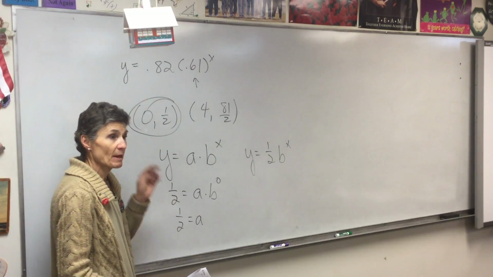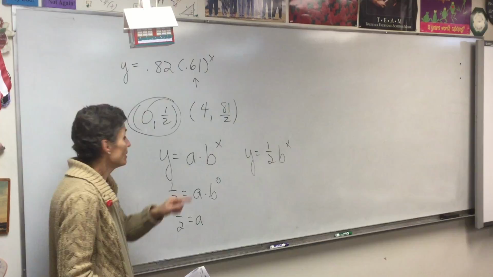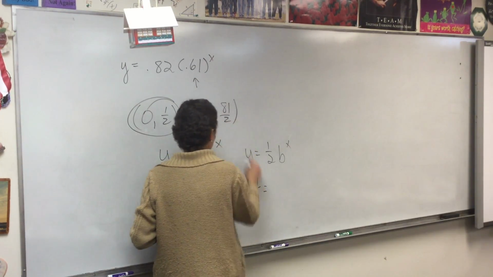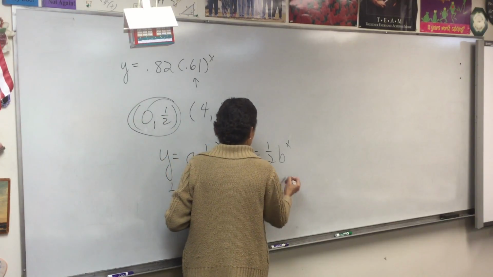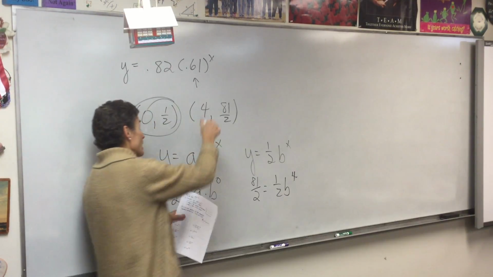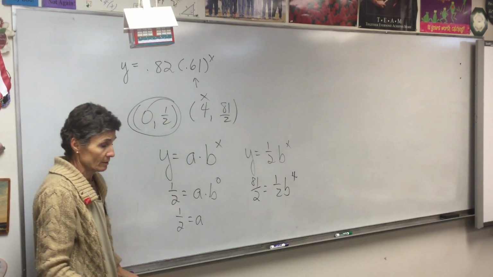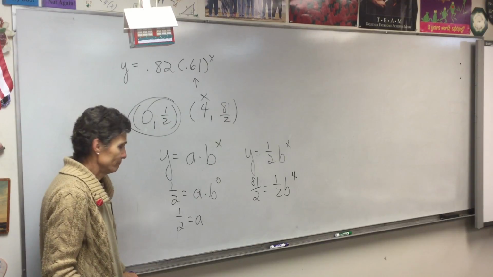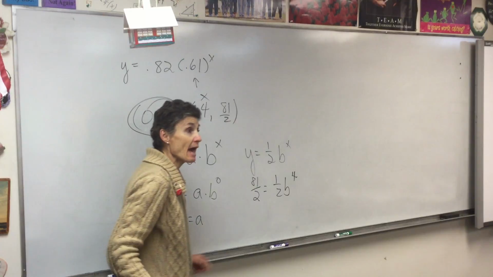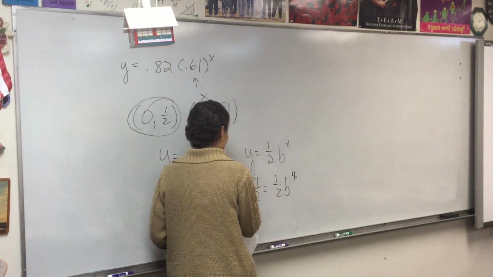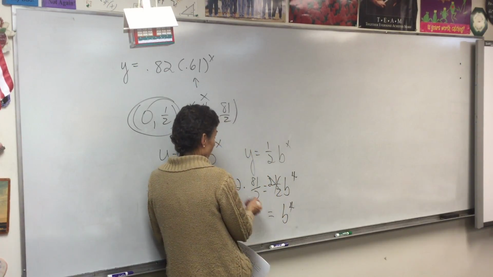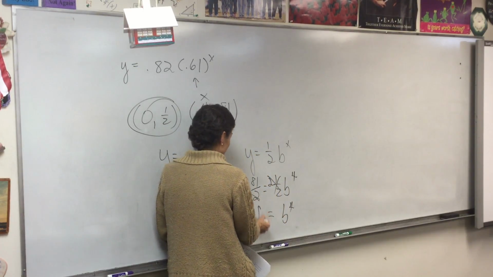So what's the second step? That was the first step. What's the second step? Plug in the other point. So we put 81/2 in for y and 4 in for x. Remember, this is the x value, not the b value. That's the x. What should I do here? Divide by 1/2, which is the same as timesing by 2. So b to the 4th would be what if I times by 2? 81.